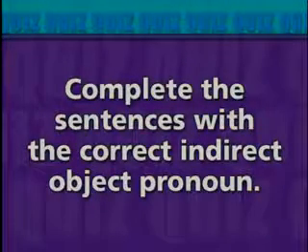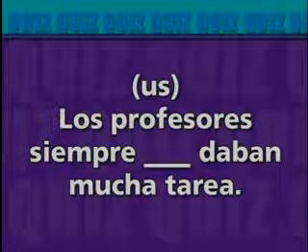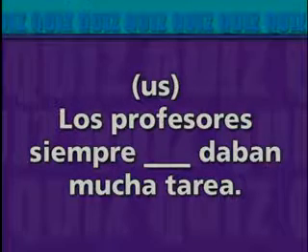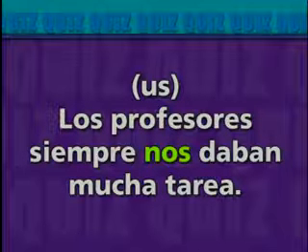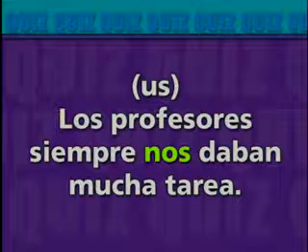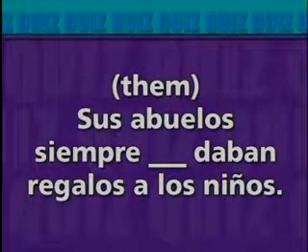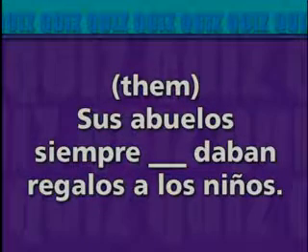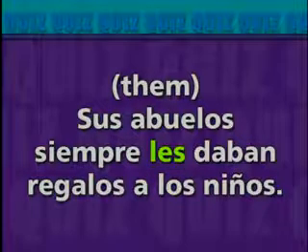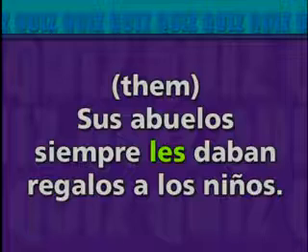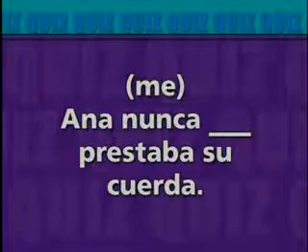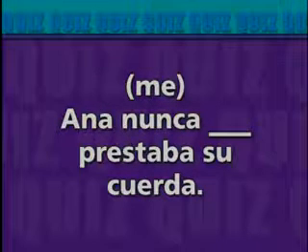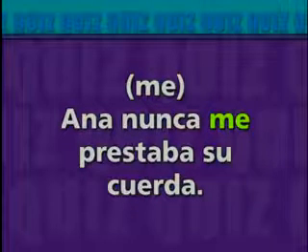Complete the sentences with the correct indirect object pronoun. Us. Los profesores siempre daban mucha tarea. Los profesores siempre nos daban mucha tarea. Them. Sus abuelos siempre daban regalos a los niños. Sus abuelos siempre les daban regalos a los niños. Me. Ana nunca prestaba su cuerda. Ana nunca me prestaba su cuerda.